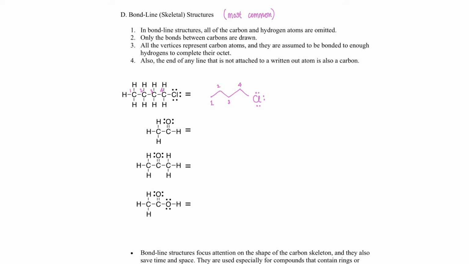And this last point here, number 4, the end of any line that is not attached to a written atom is also a carbon. I want to point that out because some students get confused. They think that this is a carbon, but it's not, right? Because it's attached to a chlorine. So make sure you remember point number 4 as well.